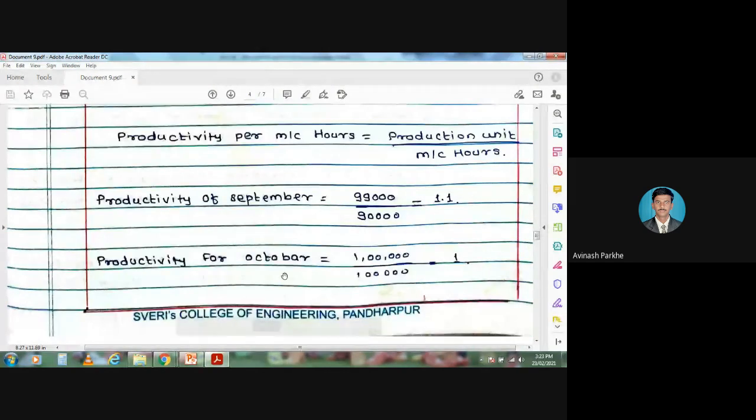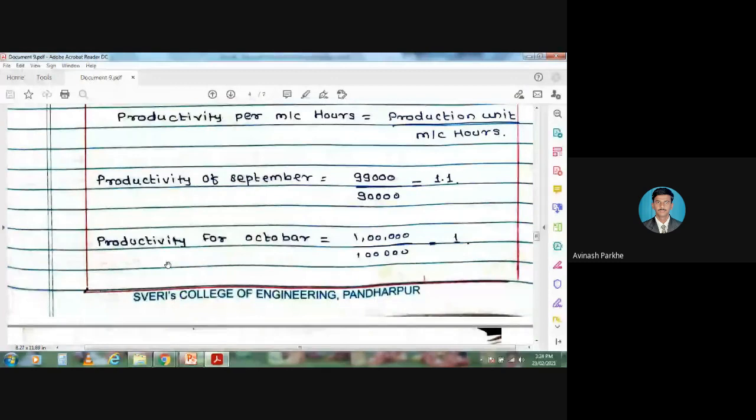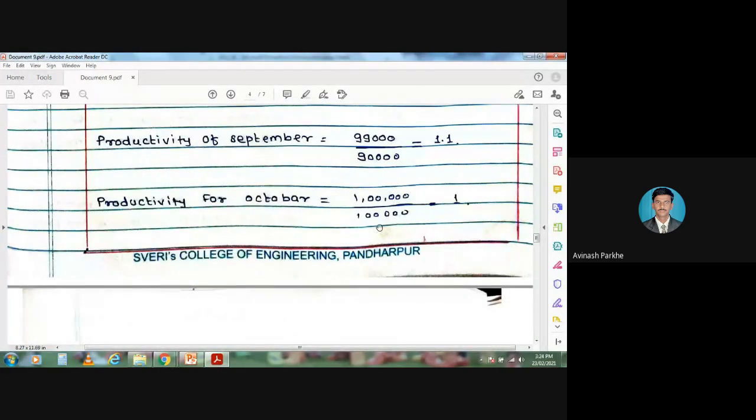If I implement this formula for September, the productivity of September is equal to total output upon total input. The output for September is 99,000 and the input is 90,000. So your productivity is equal to 1.1. That means it has increased, 100% of your output is achieved. In the month of October, productivity is total output upon total input. Total output is 1 lakh and total input is 1 lakh. That means there is no increase in productivity.